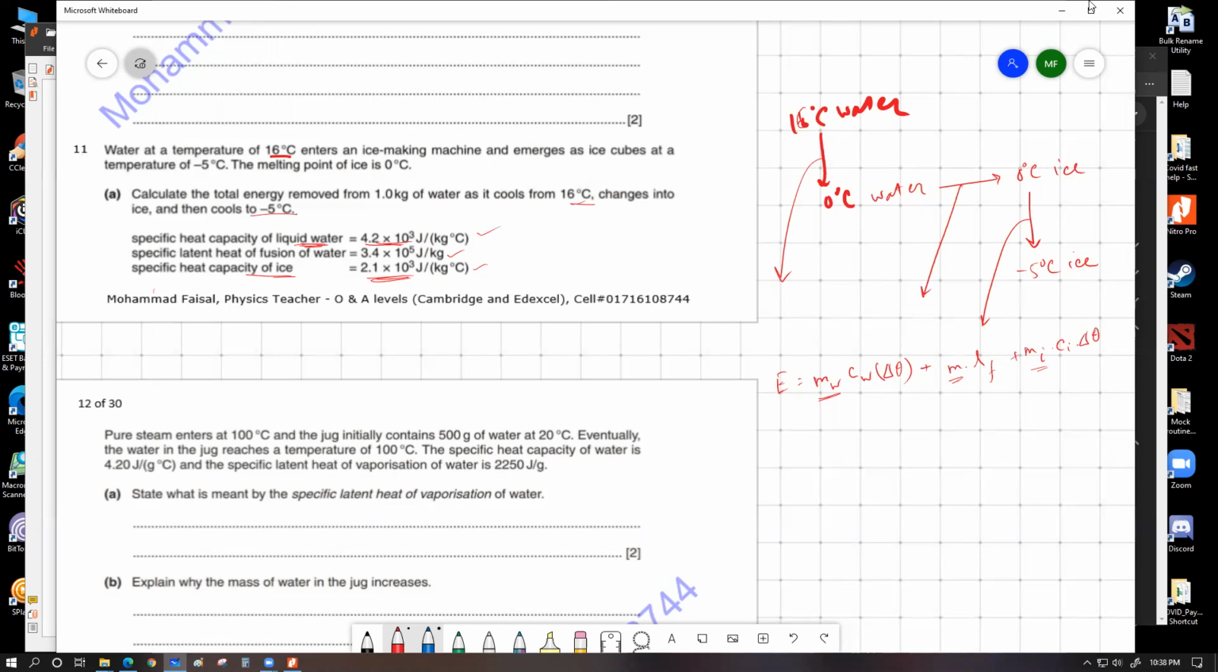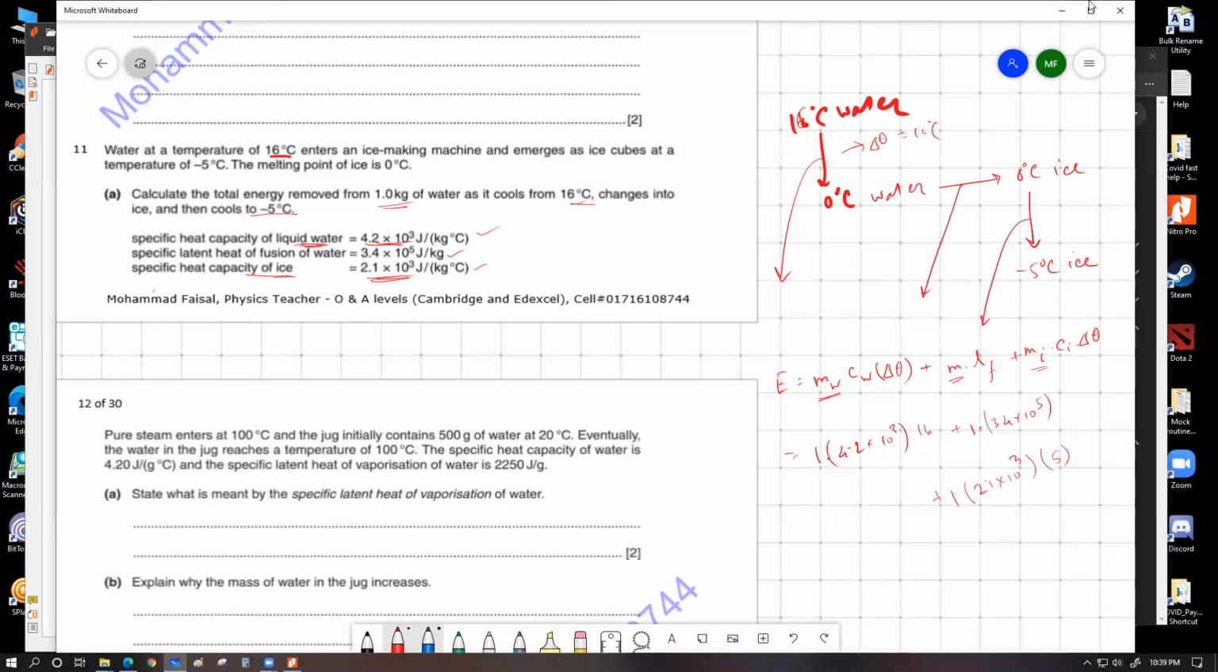So m can be taken common from here, but I'm not going to take it common, just to give you a visual idea of how this calculation can be done. In this case, we are told that we have 1 kg of water, so mass is 1 kg, so I'm going to write 1. C of water is 4.2 into 10 to the power 3, and delta theta is 16 to 0, so obviously 16 degrees Celsius, so into 16, plus 1 into 3.4 into 10 to the power 5, plus 1 into 2.1 into 10 to the power 3 into 5.